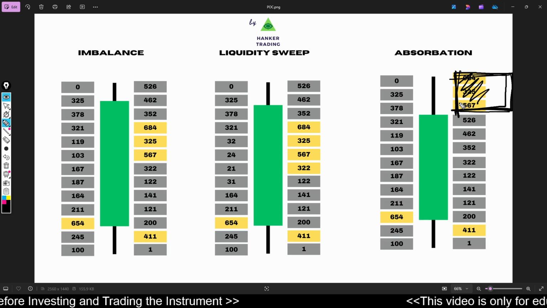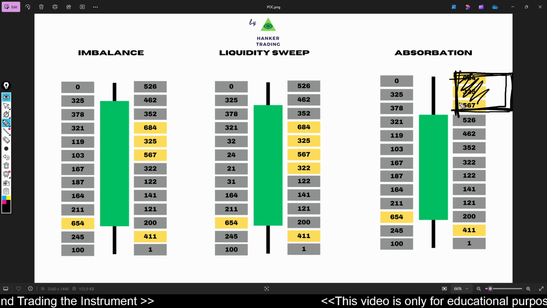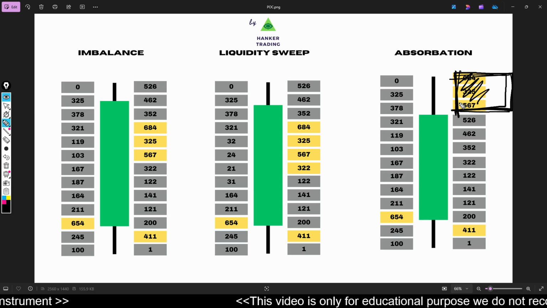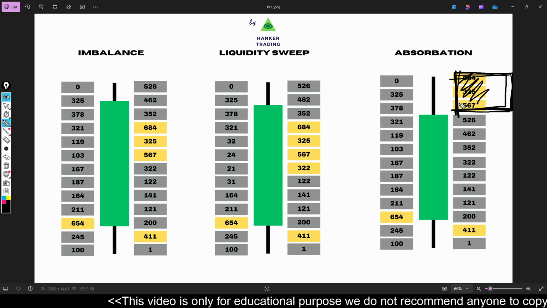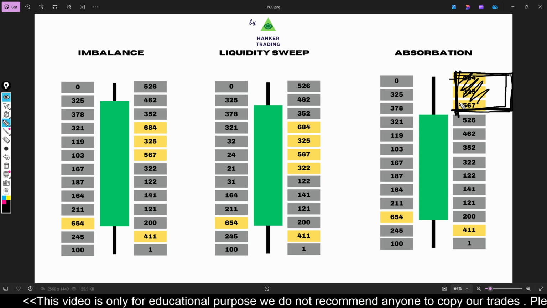At the end of the video, there is only one thing I would like to repeat. All these concepts were based on the liquidity and how the price was respecting that liquidity. Just based on that, these names have been given. I hope you got the idea of the difference between imbalance, liquidity sweep and absorption.